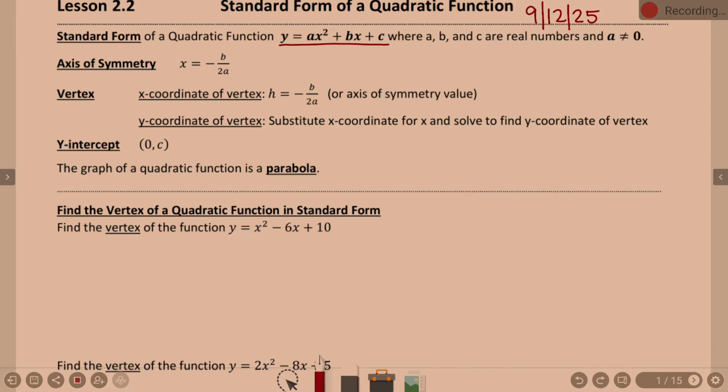They ask us to find the vertex of this function. If it was in that vertex form from yesterday, I'd be able to see how far left and right it goes, how far up and down it goes. And I could use that. But it's not in that form. So we have to have a plan B.